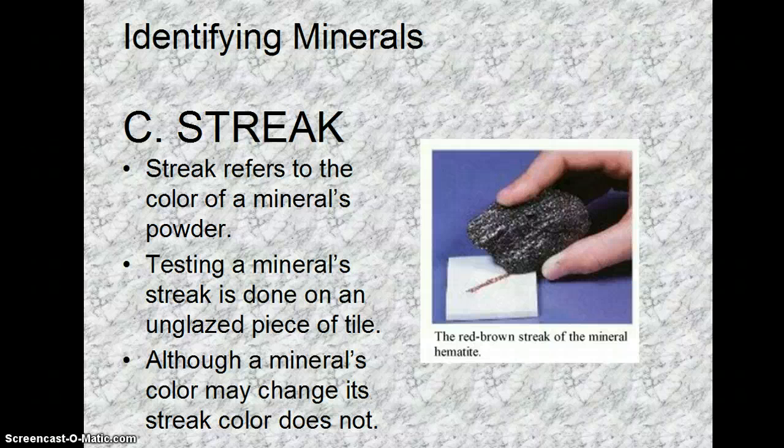So a diamond will always have the same streak. Pyrite will always have the same streak. Hematite, which is in the picture, will always have the same color streak. That does not change. And the streak is not always the same color as the mineral itself.